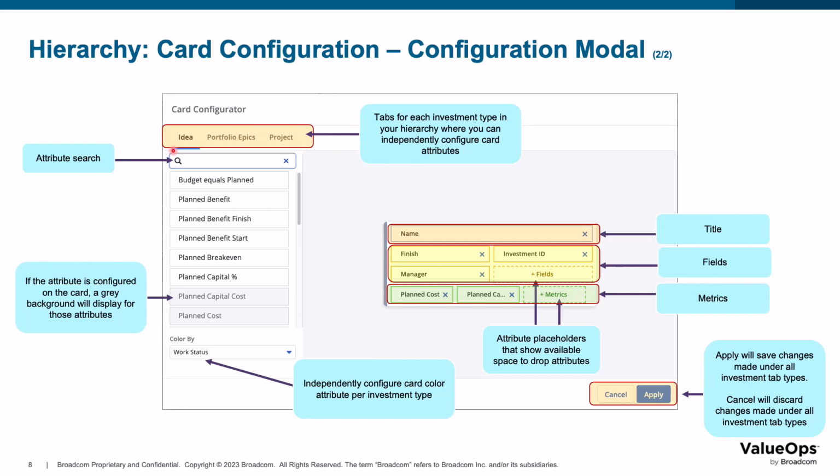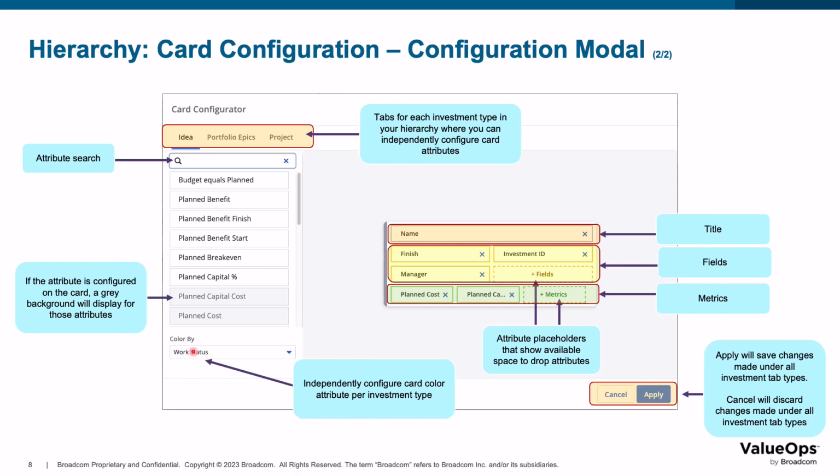Up top, you have tabs for each of the investment types that you have imported into your tree layout. Depending on what tab you click on, you can individually configure the cards for each of the different investment types. You can search for the attributes to be able to drag into your cards. And if an attribute is grayed out, it lets you identify that it is already present inside your card configuration.